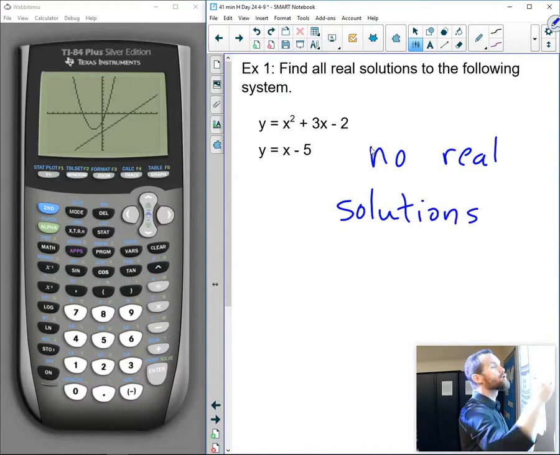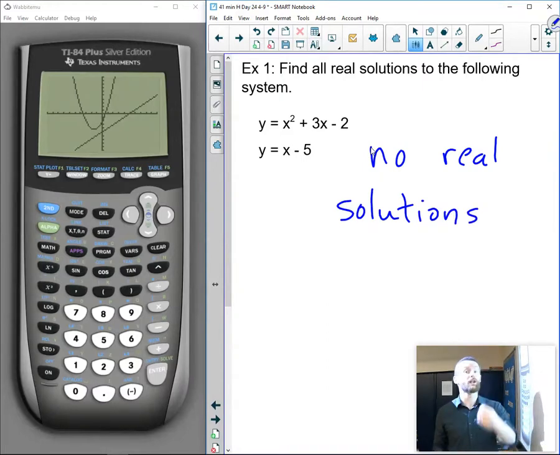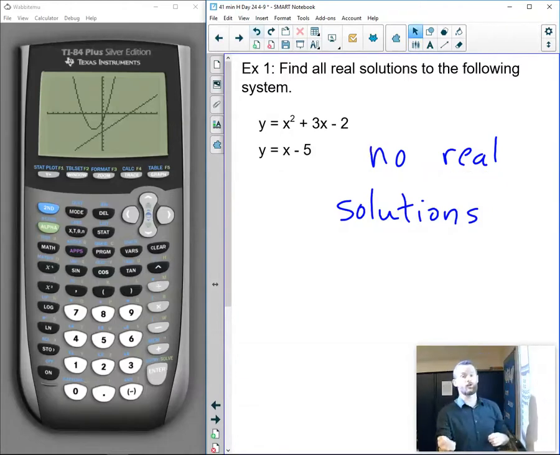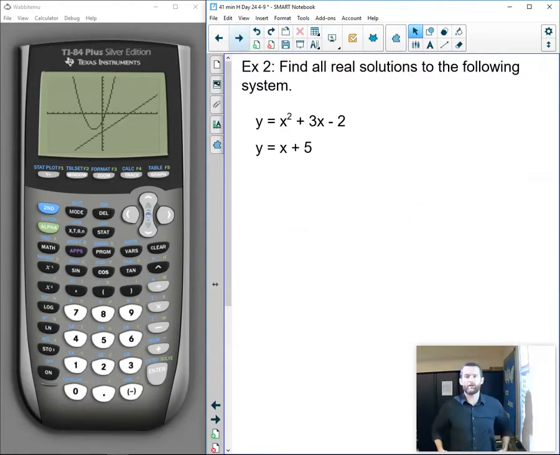Now, I didn't just put no solutions. I put no real solutions. That's going to be really important. Make sure you include that word real in your answer when you say there's no real solutions. So that's it for example one. All done. Let's take a look at example two.